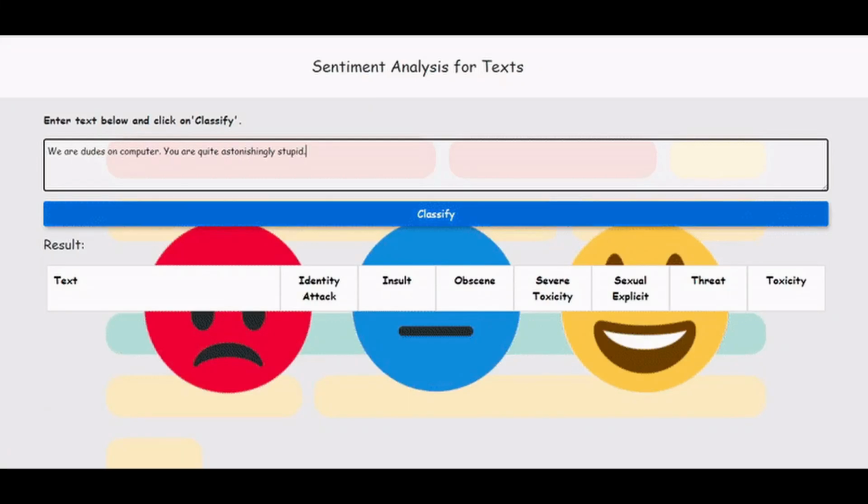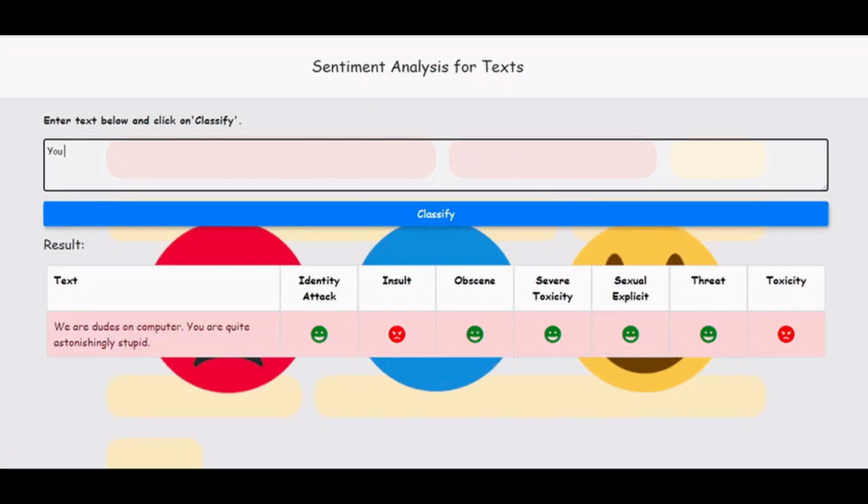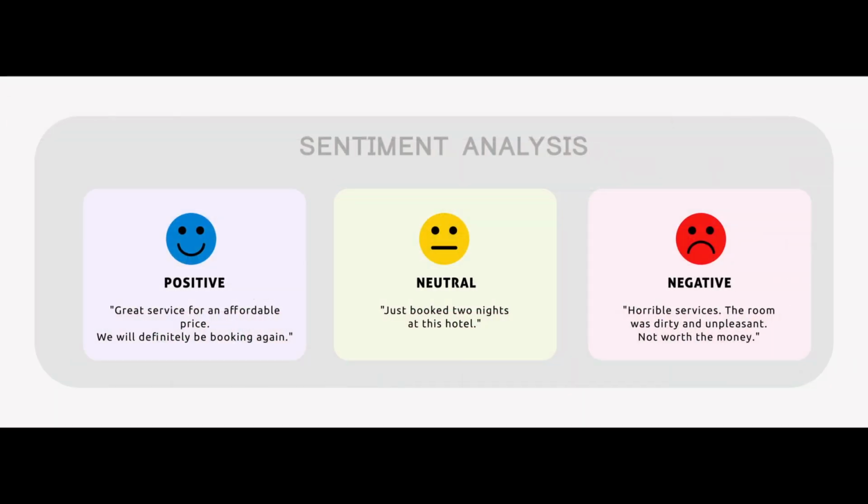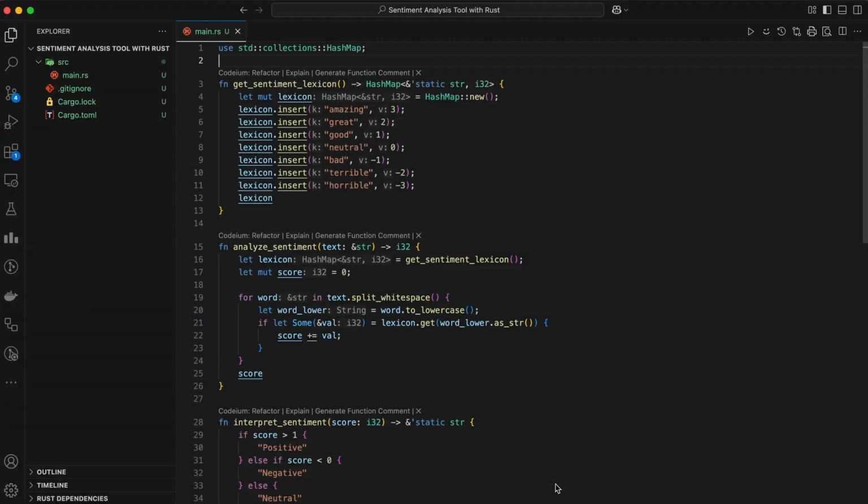In today's quick coding challenge, we're going to build a sentiment analysis tool using Rust. Sentiment analysis helps us determine whether a piece of text is positive, negative, or neutral. First, set up a new Rust project. Write this code in your main file.